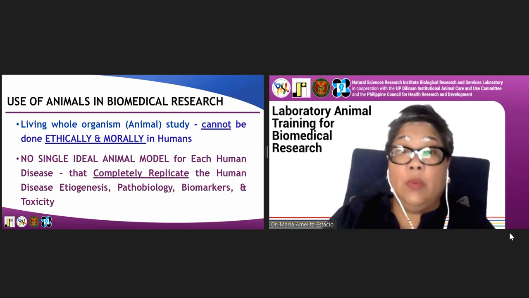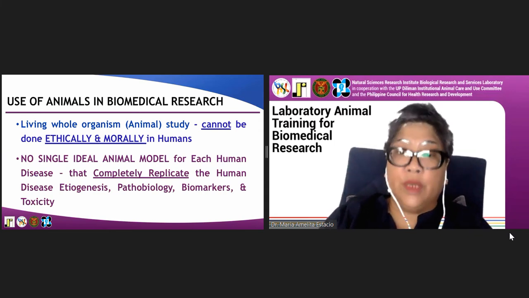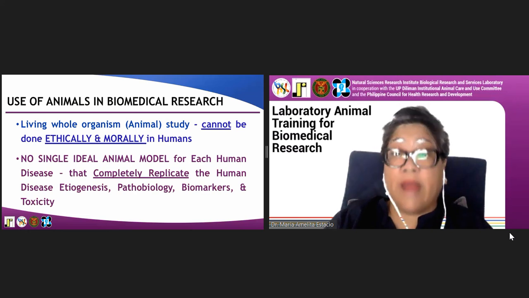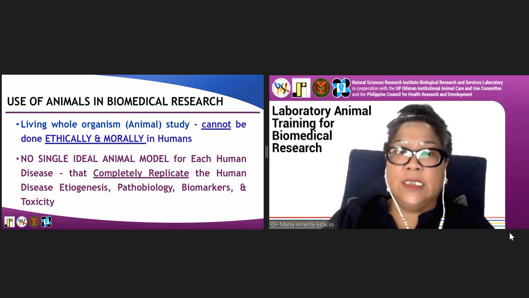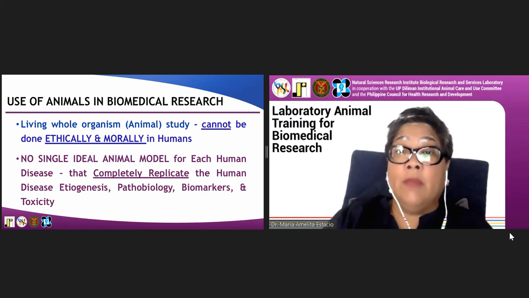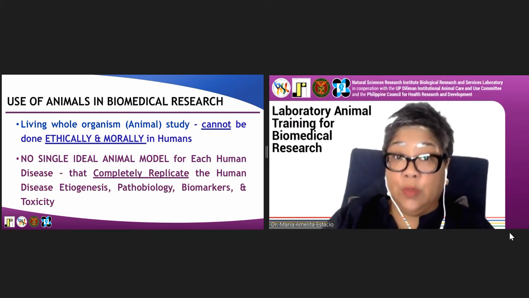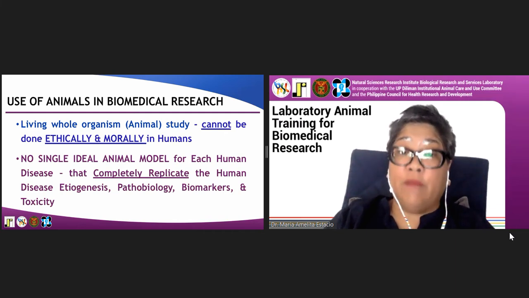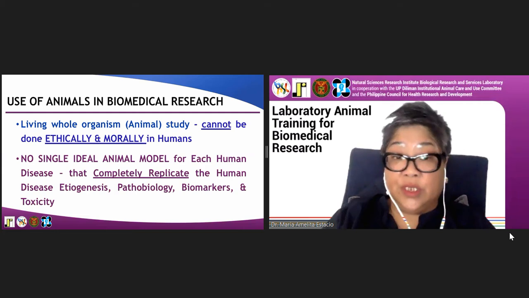Now, specifically, we use animals in biomedical research. The reason for this is because for a lot of the research in biomedical science, we cannot go directly using humans. So it's more ethical to use animals for our experimentation and collect viable information before we proceed with the clinical trial in humans. That's the reason why preclinical studies using animals are very important for biomedical research.